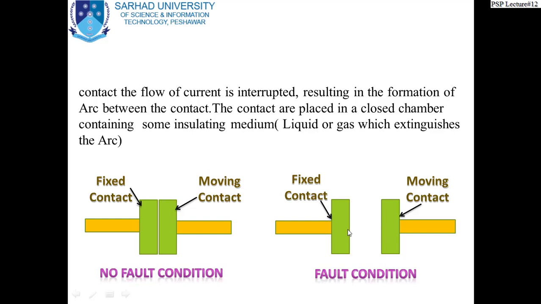By the time these two contacts move away, this space is occupied by an arc, and the current continues to flow in the arc. And then, of course, we have some artificial means or natural means to extinguish that arc. And then, when the arc is completely extinguished, then of course we have a separation in the circuit, or the circuit is open.